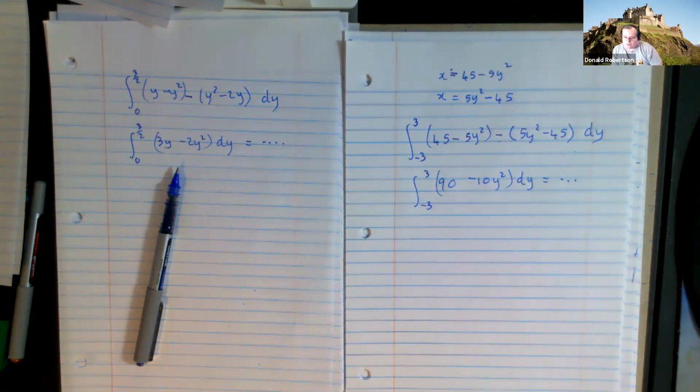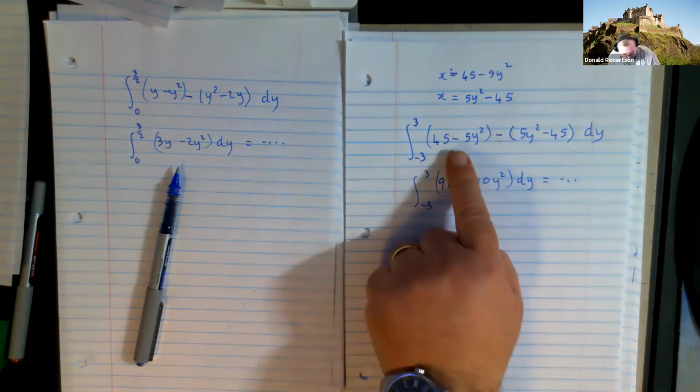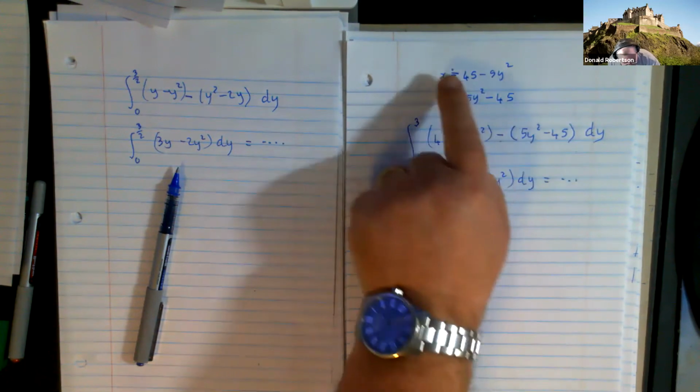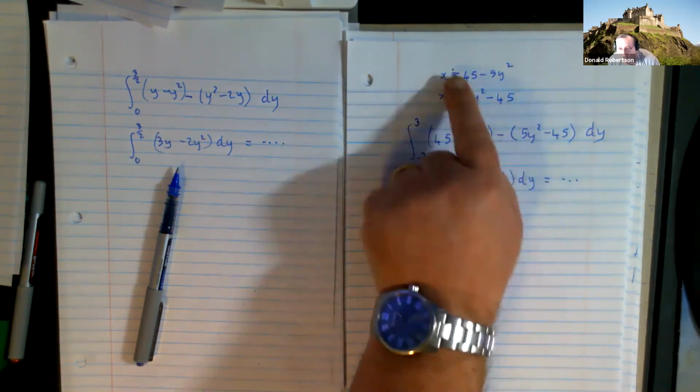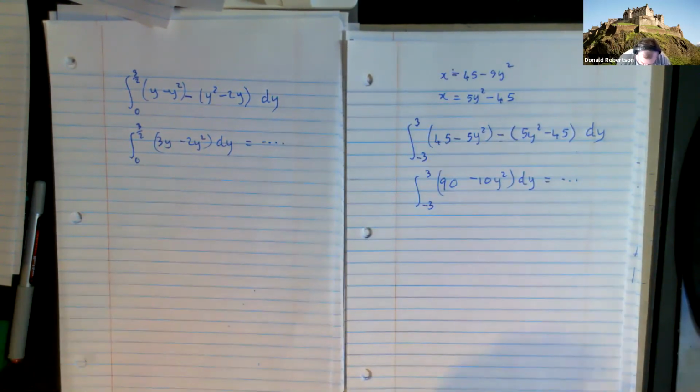So area between two curves when the information is given in f of x equals x cubed and f of x equals 2x plus 1. Today we've looked at area between two curves when the functions are given as functions of y. So what is left?